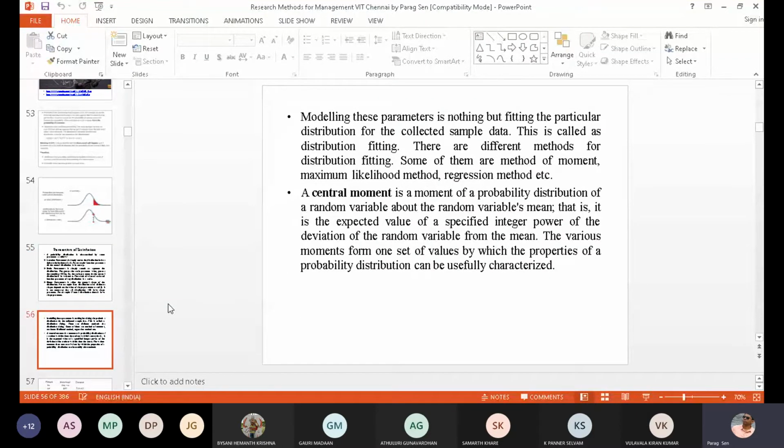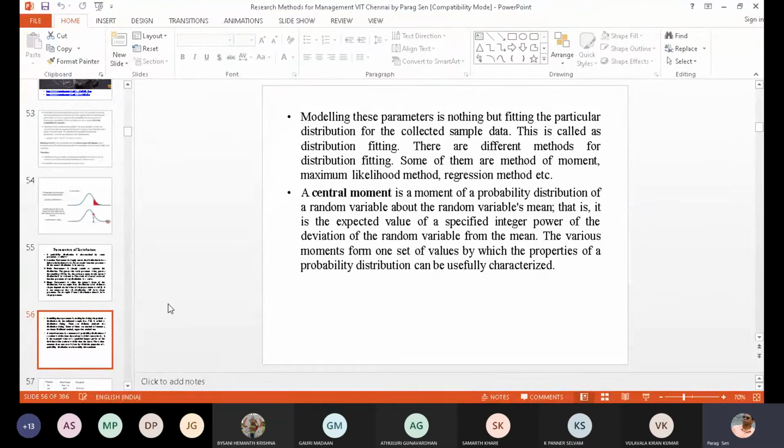Now, modeling these parameters is actually nothing but fitting a particular distribution to the collected sample data. This is called distribution fitting. There are different methods for distribution fitting. Some of them are method of moments, maximum likelihood method, the regression method, etc.